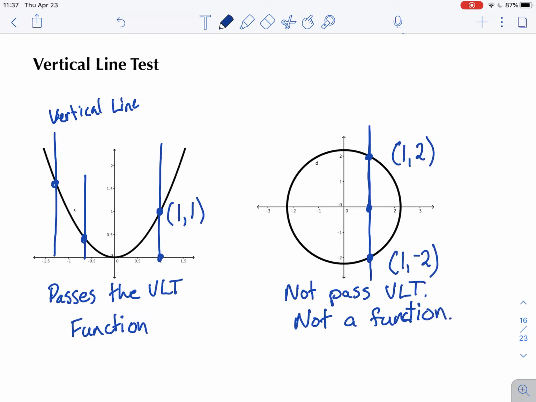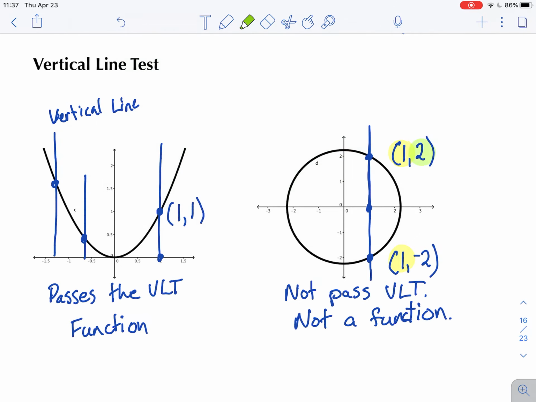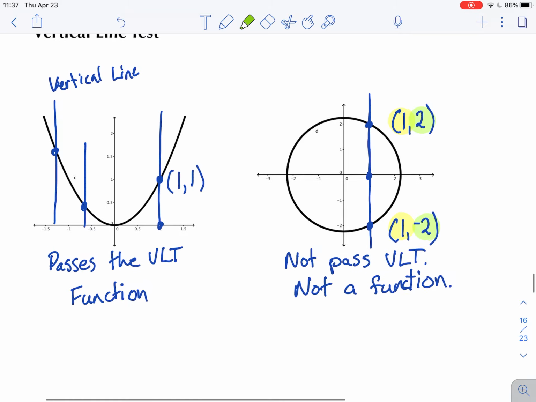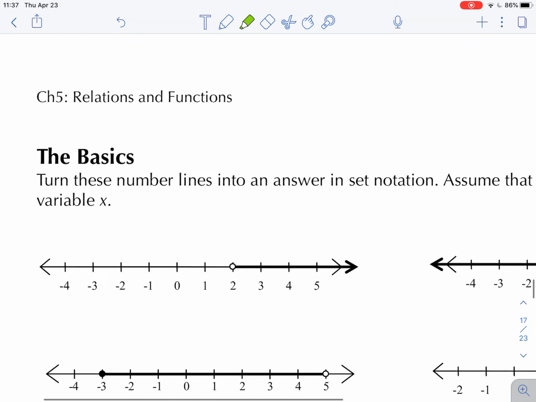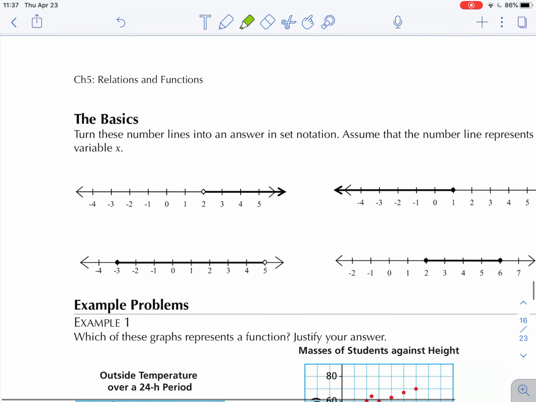It is not a function. Domain values go to more than one range value. Our domain value of 1 goes to 2 separate range values. Therefore, it's not a function.